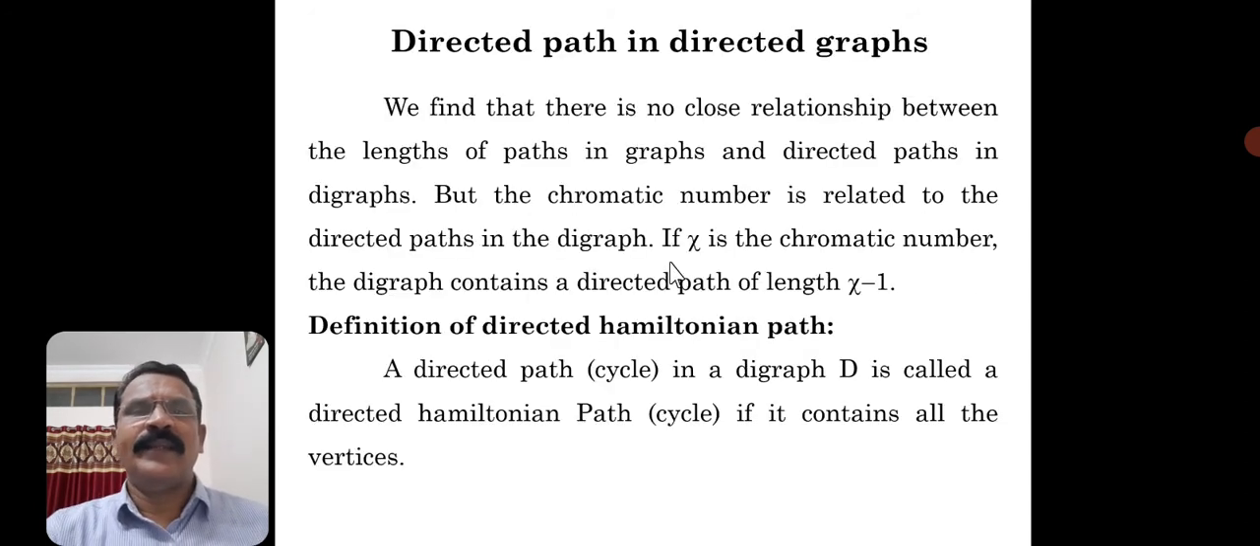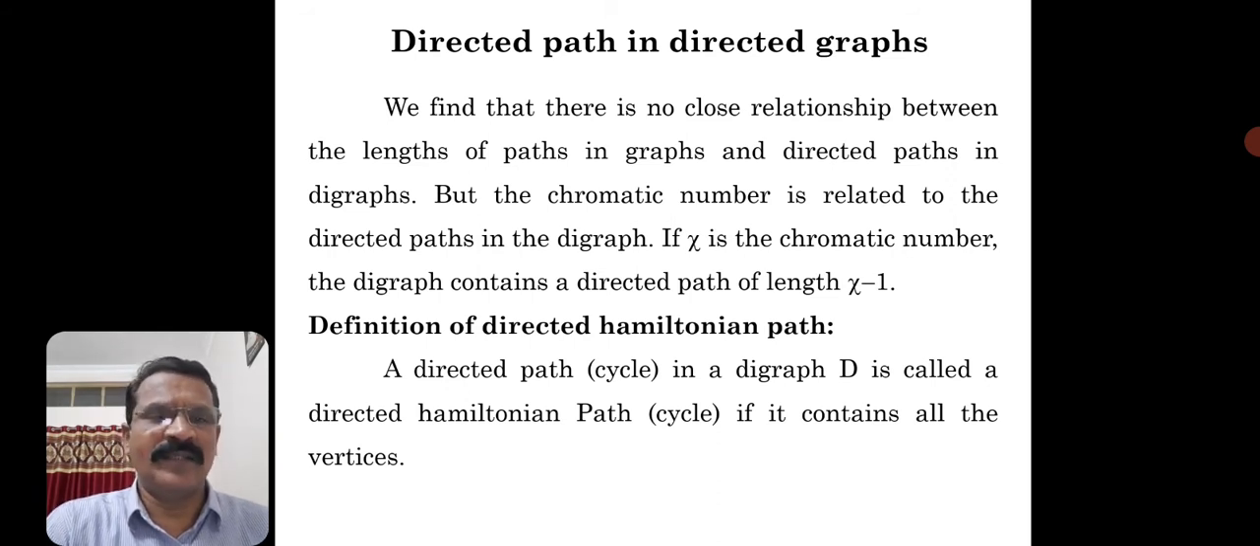So what is the directed path? We find that there is no close relationship between the lengths of the paths in graphs and directed paths in digraphs. Length of the path is nothing but the number of occurrences of edges in a graph or in a path, which is called the length of the path. And similarly, there is no close relationship between the directed paths also in digraphs.